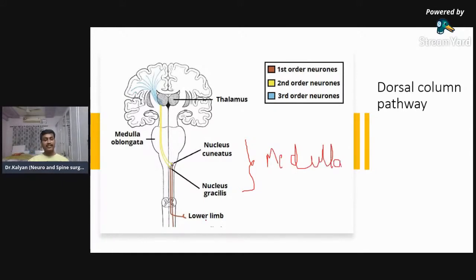Okay, so the first order neuron is from the periphery to the nucleus cuneatus and gracilis, which are located in the lower part of the medulla. So this is the first order neuron. The second order neuron starts from the nucleus cuneatus and gracilis and ends in the ventroposterior lateral (VPL) nucleus of the thalamus. And the third one, as usual, goes from the thalamus to the cerebral cortex.